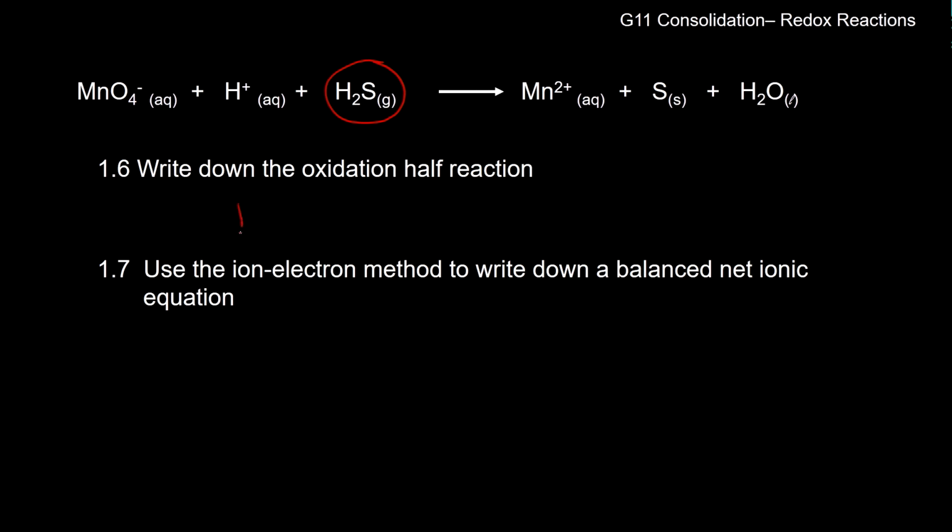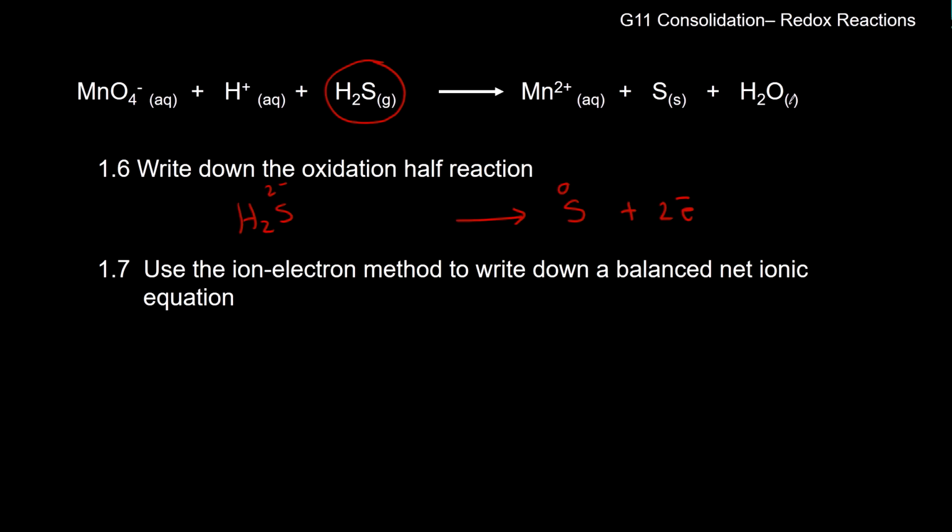So H2S becomes sulfur. What is it doing? It started off as 2 minus. I'm just going to write it up there. It ends up as 0. What is it doing? It's giving away 2 electrons. So plus 2 electrons. Now, the important part, this is the important part.